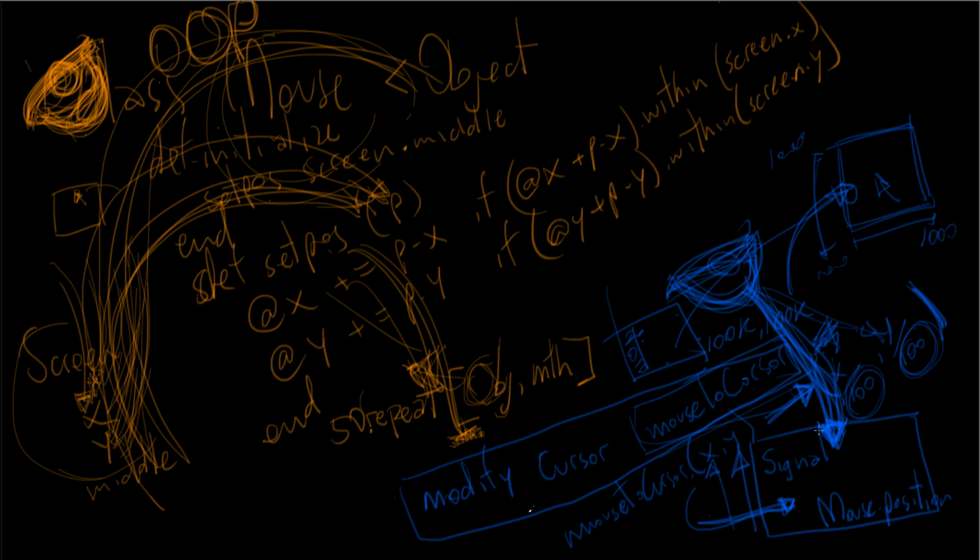So it promises us that, okay, we put a function in here, it'll call it every time mouse position changes. So we put this function, mouse to cursor. What mouse to cursor does is it modifies the cursor with the X and the Y. I freaked everything up.